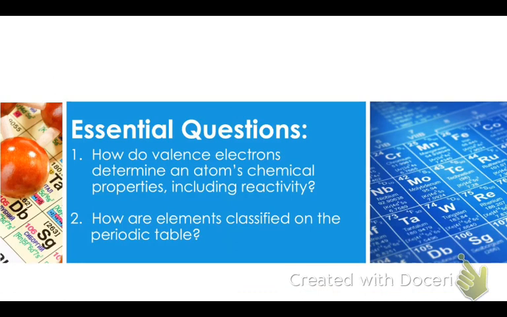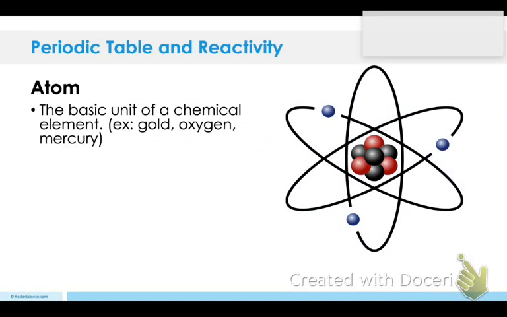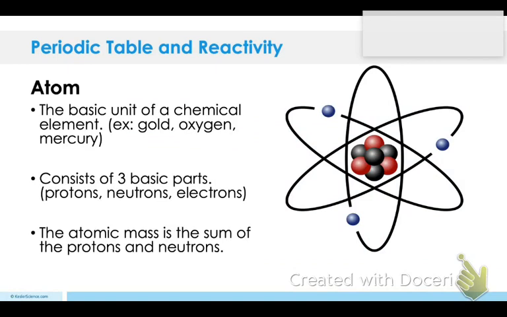Alright, your essential questions that you need to write down. How do valence electrons determine an atom's chemical properties, including reactivity? How are elements classified on the periodic table? So we're going to start with the atom. Ignore that little square on that top right corner. But go ahead, we're going to start with the atom.